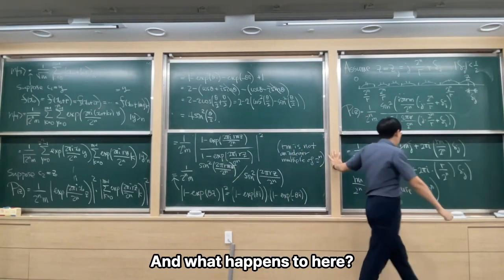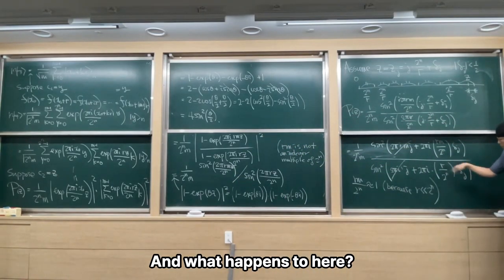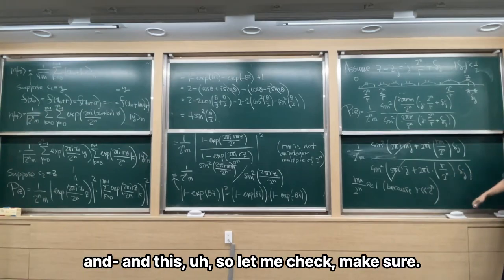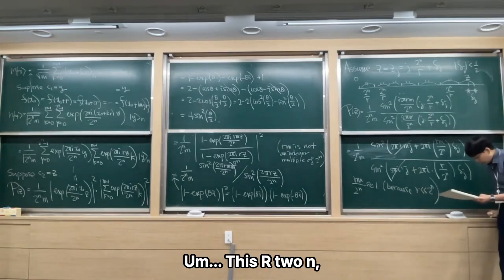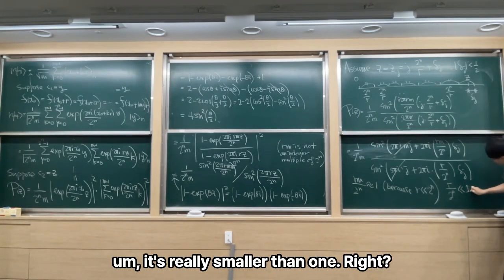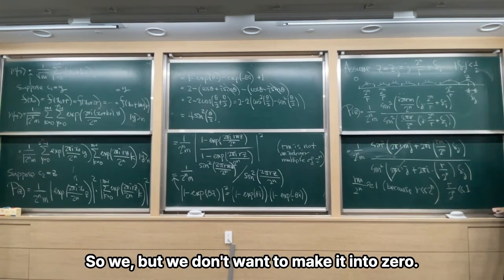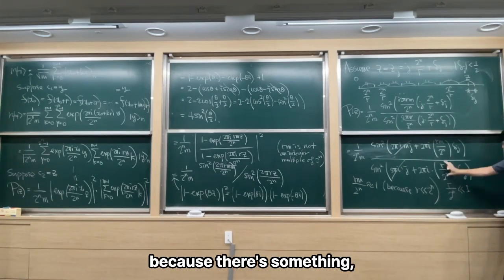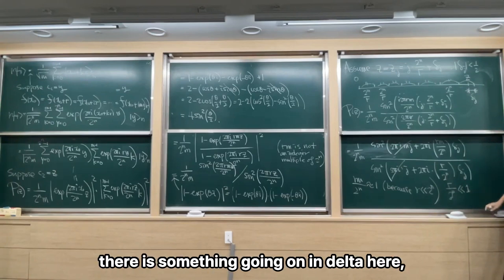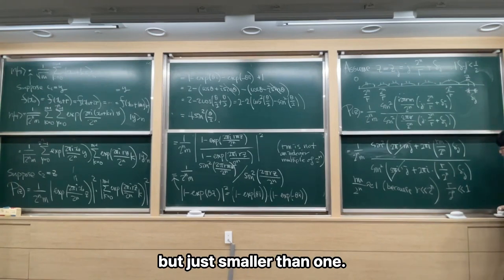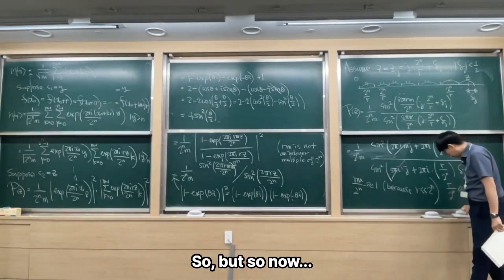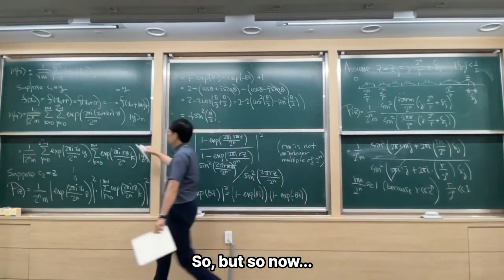Okay? And what happens to here? It's the same thing here, so let me check, make sure. This r over 2^n, it's really smaller than 1, right? But we don't want to make it into 0. I don't want to say it's 0 because there is something going on in delta here, but just smaller than 1.